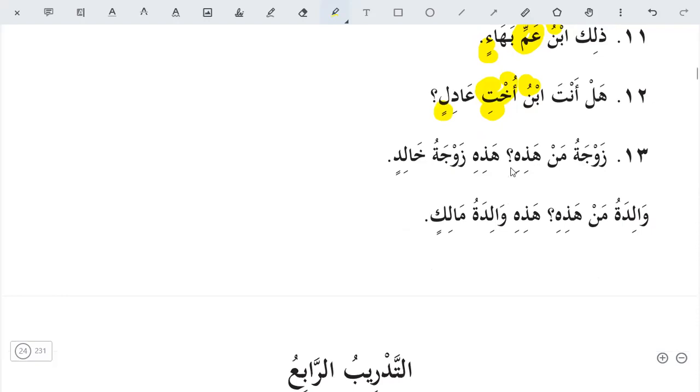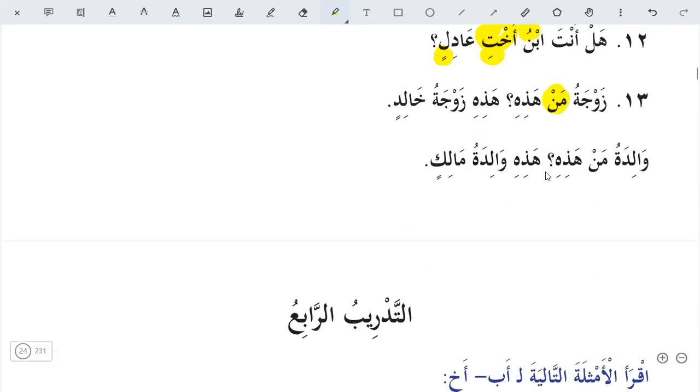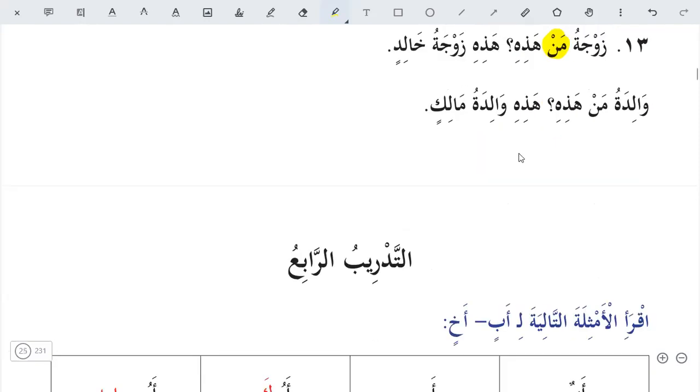Zawjatu man hazihi. Whose wife is this? Man is constant, we have learned. Zawjatu, man is mudaf ilayh, it is constant, never changes. Hazihi zawjatu Khalidin. This is Khalid's wife. Walidatu man hazihi? Hazihi walidatu Malikin. This is Malik's mother.